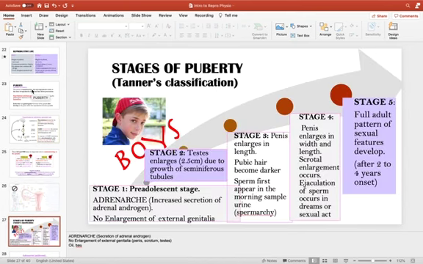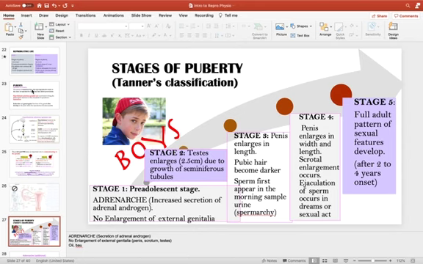So, stages of puberty according to Tanner's classification, for boys. Stage 1 is called the pre-adolescent stage. What happens here is adrenarche, where there is increased secretion of adrenal androgen, and there is no enlargement of external genitalia during this stage. And stage 2, the testes enlarge due to growth of seminiferous tubules.